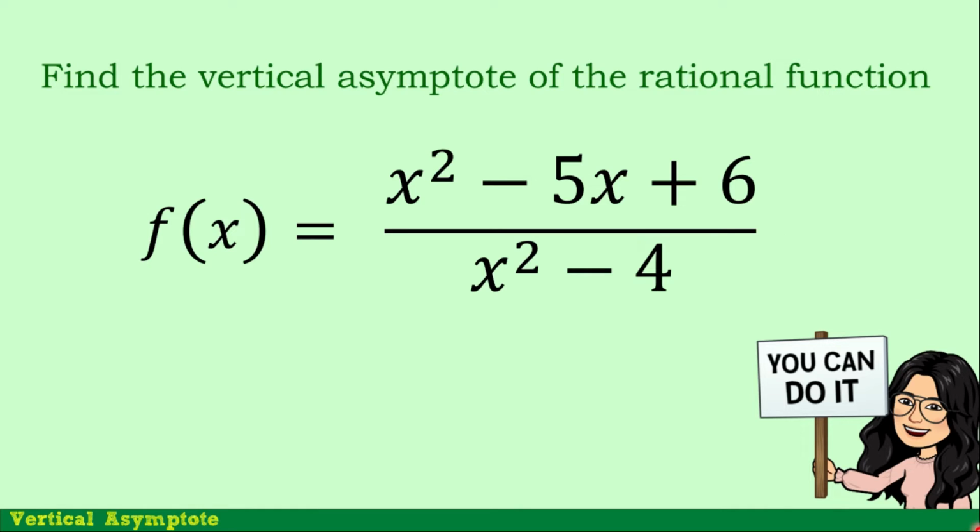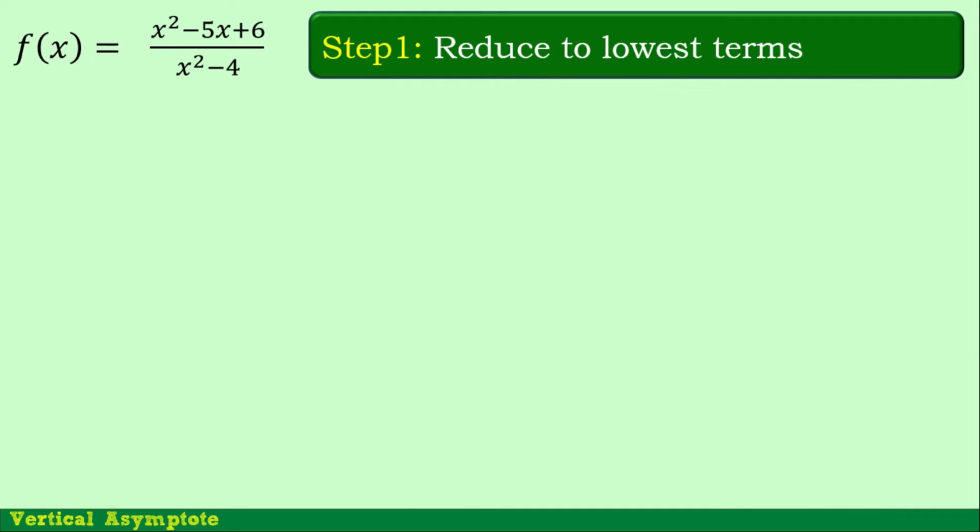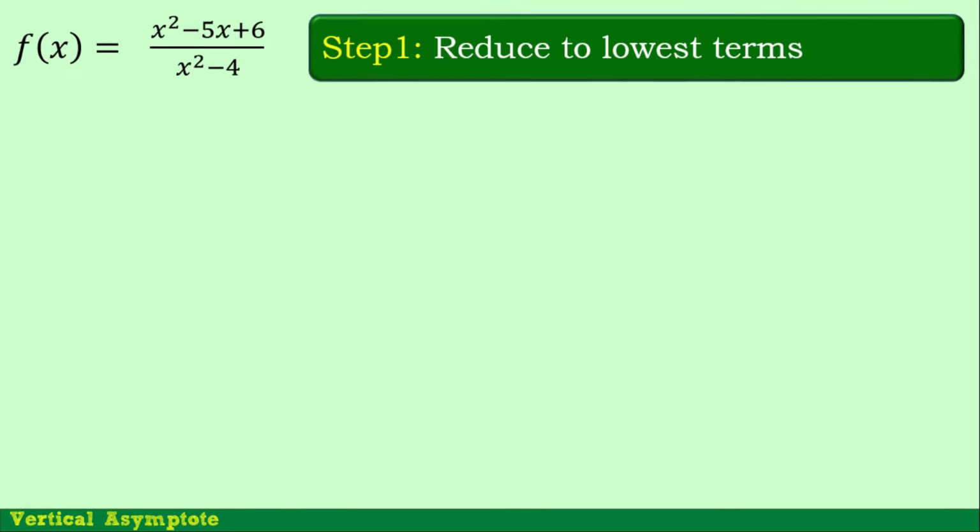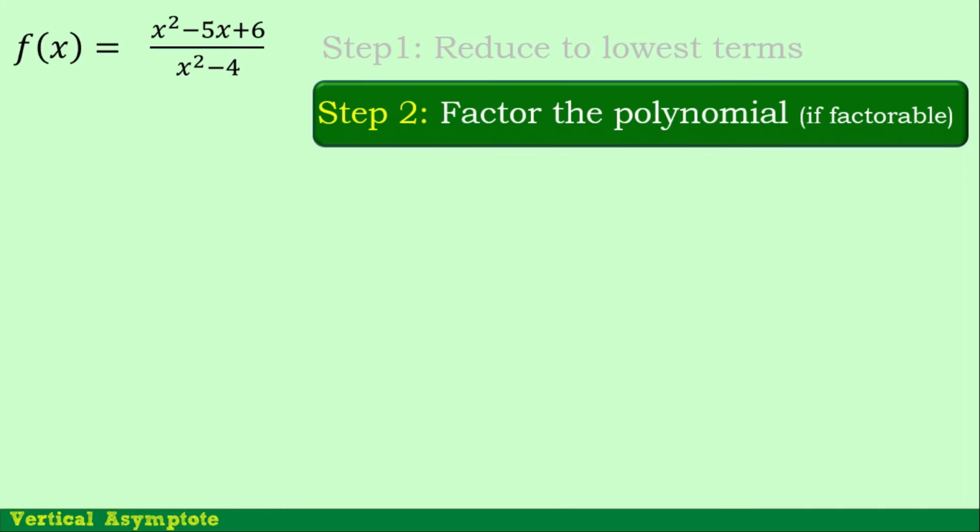Now, to find the vertical asymptote, let's follow these steps as your guide. Step 1, let's reduce the given rational function to lowest terms. And that is with the help of the second step. Let's factor the polynomial in the numerator and denominator if both or any is factorable. So let's check if the numerator and the denominator can be factored. It can be factored into this form.